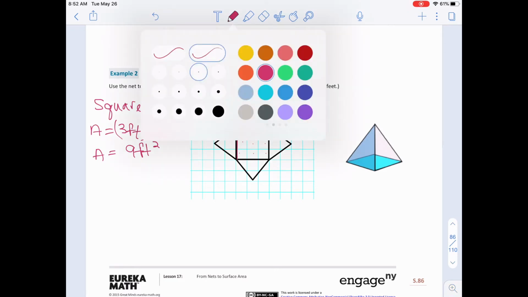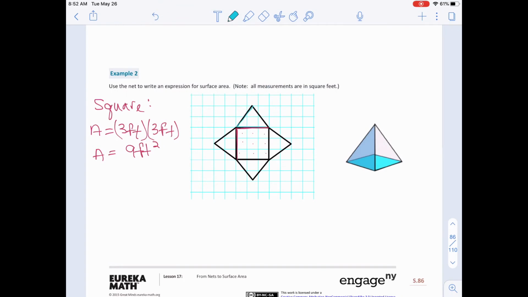The triangles, you have to be a little bit more careful, because remember the area of a triangle is 1/2 base times height. So you can't just count 1, 2, 3, 4. That is not the area of this triangle. You have to say, well, my base is 3. So the triangles, notice all the triangles are exactly the same. So I can just find the area of 1 and then multiply. So my triangles are 1/2. My base here is 3 feet. My height is from the base all the way to that top vertex.